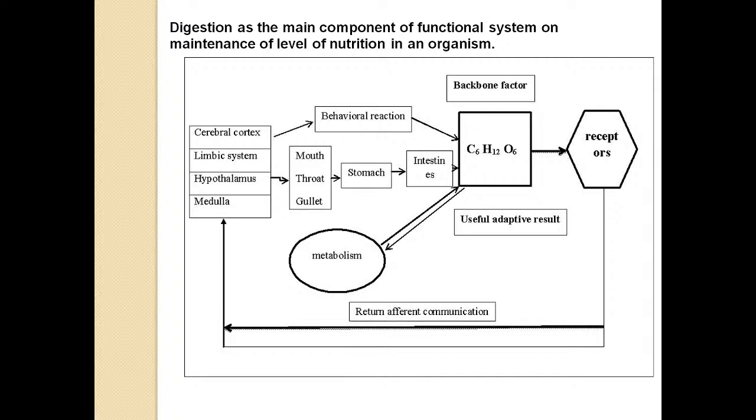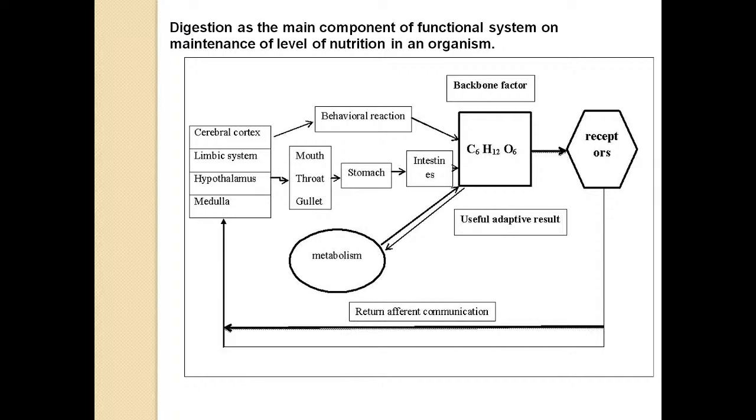The system-forming factor is a level of nutrition in an organism which has become below the norm. It is detected by receptors, and they transfer information to structures of the central nervous system: medulla, hypothalamus, limbic system, cerebral cortex. The other working bodies are formed here. The main performer is the digestive tract.